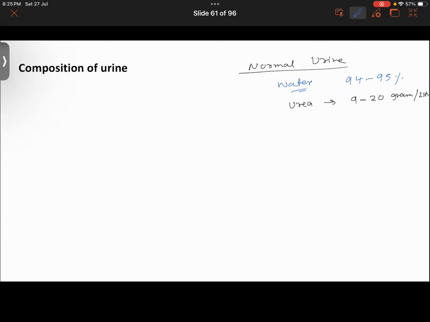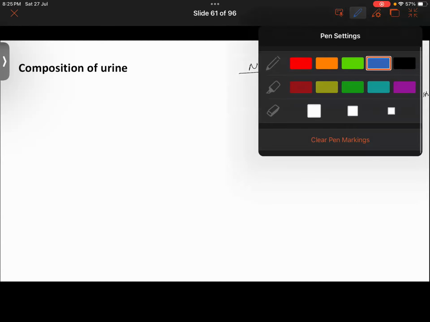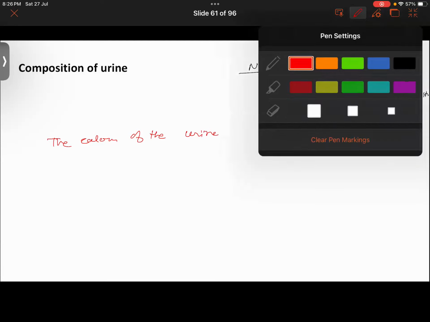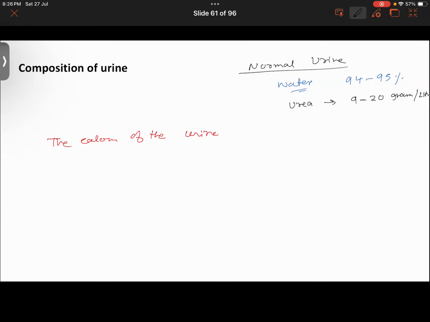I have one interesting question for you guys. You tell me, what does the color of urine indicate? Has anyone thought about this question? Yes, the color of the urine. If someone is very much dehydrated, his urine color will be darker yellow, or kind of slightly orange in color.